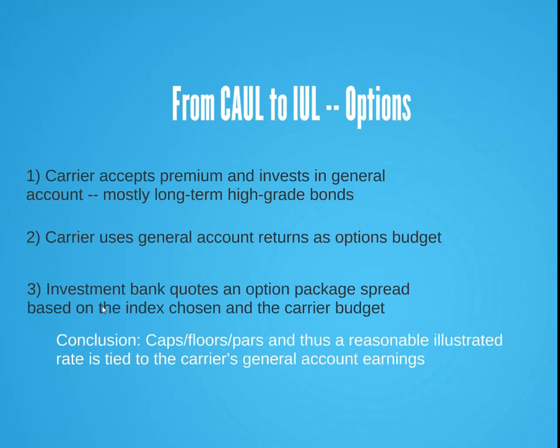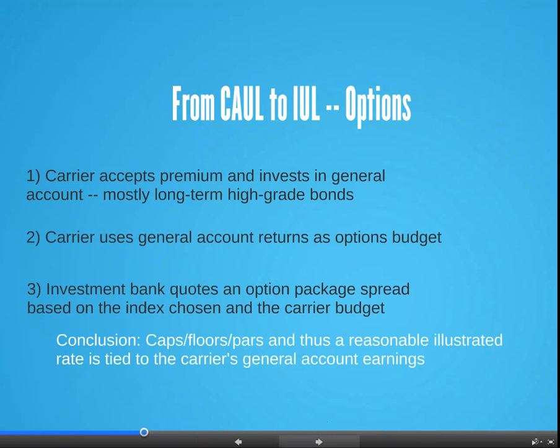So my conclusion on all of this is that caps, floors, and participation rates are tied to the carrier's general account earnings. And so a reasonable illustrated rate should also be tied to the general account earnings. And what is that general account earning? It's long-term bonds.